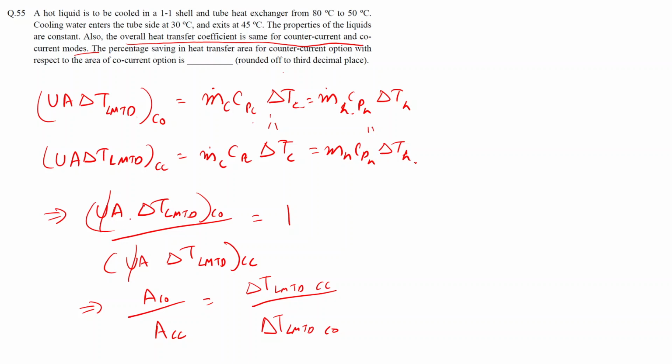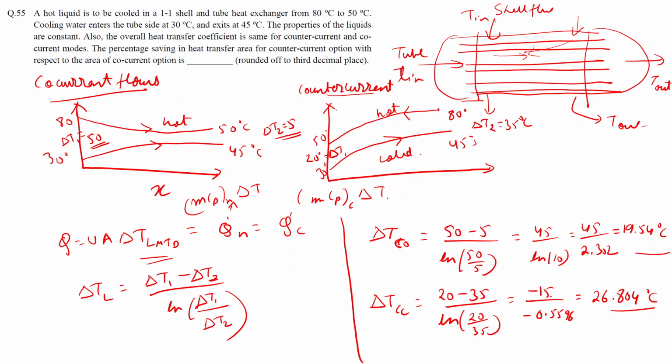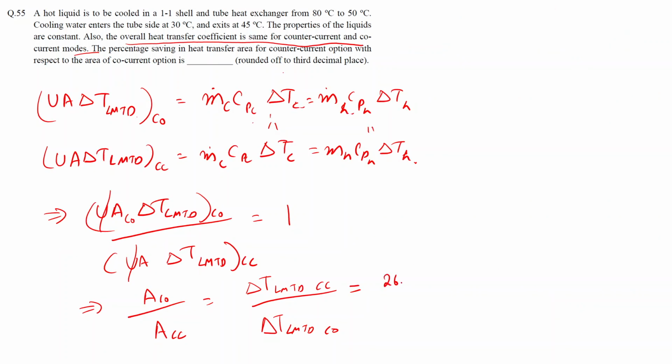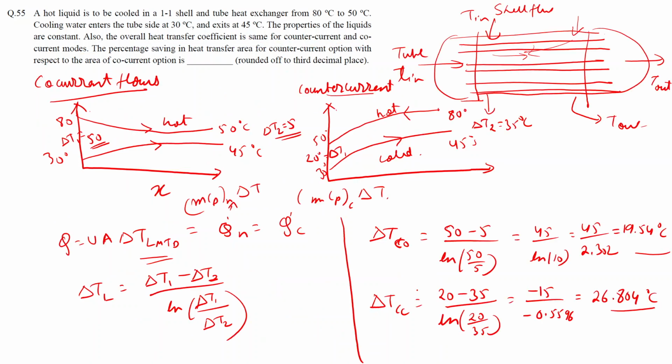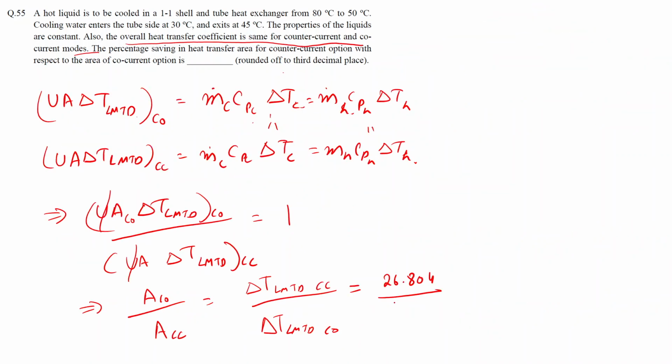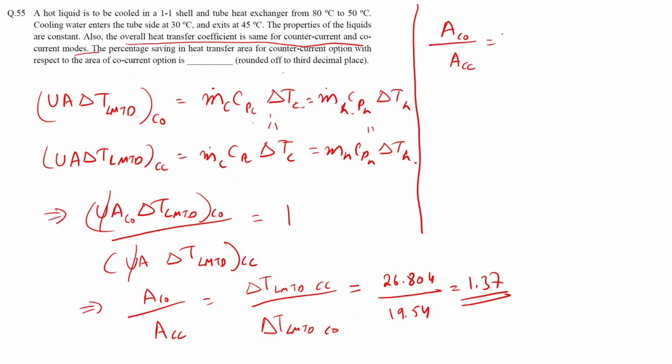So this we can write as delta T for counter current flow, which was given as 26.804, upon, for co-current flow, 19.54. So we can calculate this and it will become 1.37. So ultimately we have area for co-current flow upon area of counter current flow as 1.37.